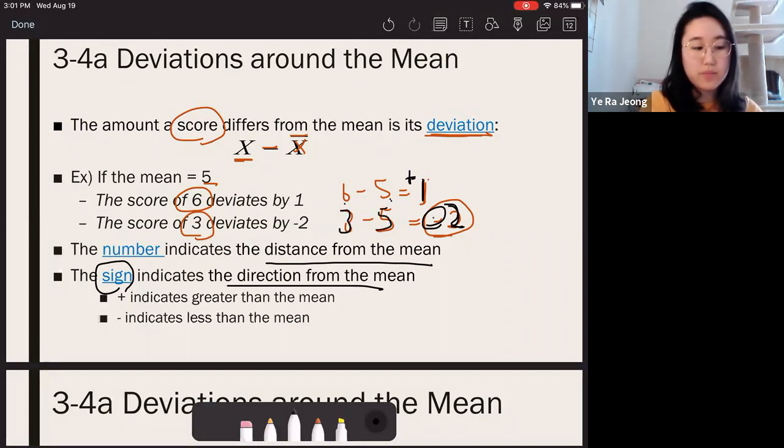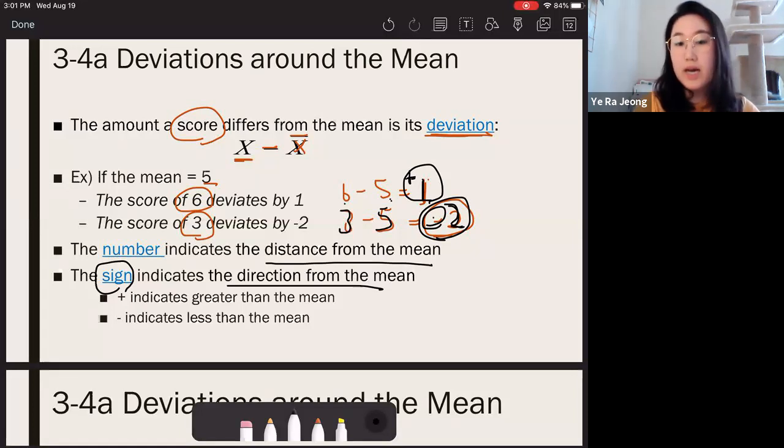and thus the negative sign. Okay, so just by looking at the deviation scores, you can also determine the raw scores and where they are relative to the mean. If the number is high, we know it's farther away from the mean. If the number is small, it's close to the mean. If it has a positive sign, it was bigger than the mean. If it has a negative sign, it's smaller than the mean.